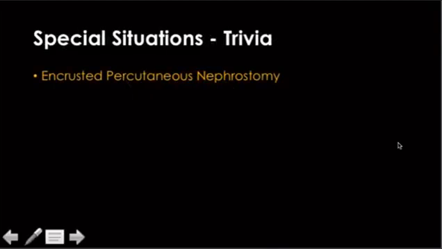Alright, so a couple of special situations. One is the encrusted percutaneous nephrostomy tube. This is actually fairly common if you have to deal with these things. It's an annoying part of placing them, is then you have to manage them. So an encrusted tube is extremely difficult to remove, and in fact it may be impossible to exchange over a guide wire as a result.